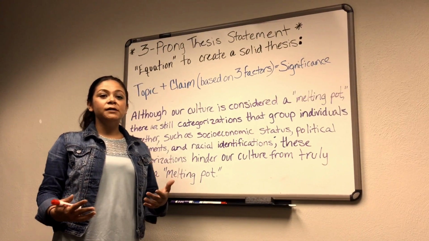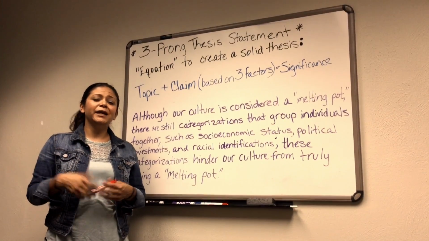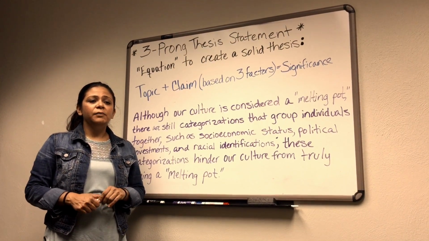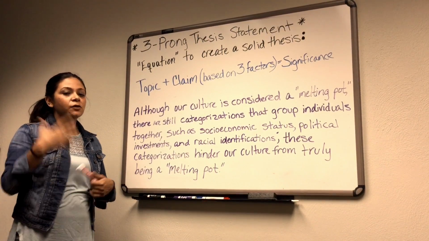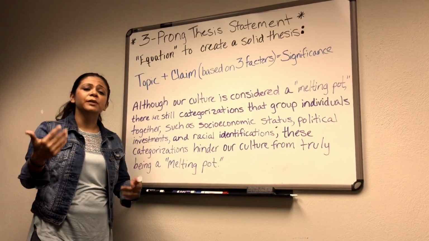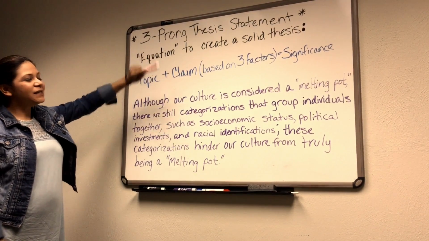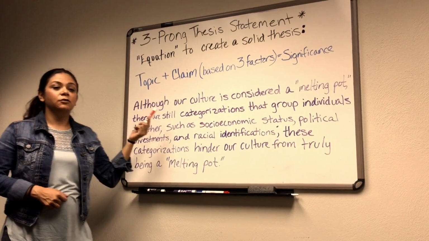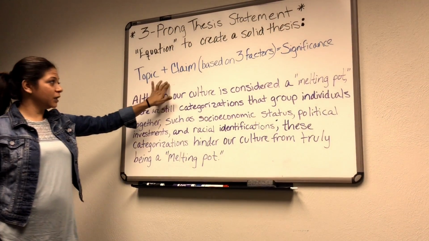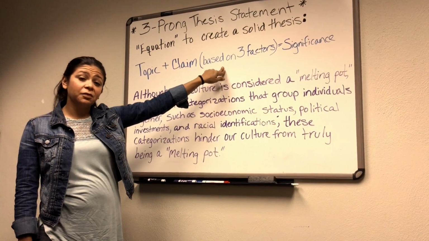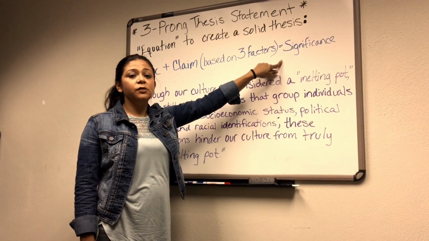Okay, so now that we have talked about how to arrange our ideas as far as what our topic is going to be, and making sure that we have 3 solid points of support for our thesis, we actually want to construct that thesis statement. So using the same information from before about our culture not being a melting pot, there's a 3-prong, basically like an equation that you can use to create a solid thesis statement. That equation is your topic plus the claim that you're making, which is going to be supported by 3 factors, and all of those things are going to lead into your significance.